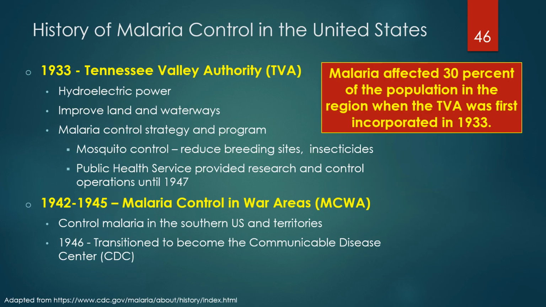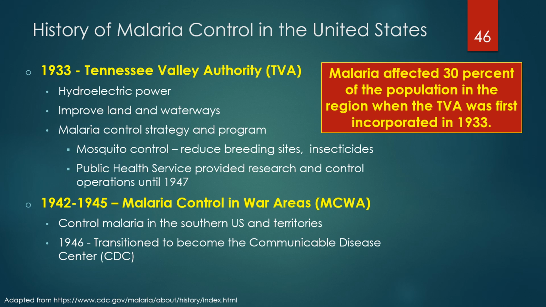U.S. President Franklin D. Roosevelt signed a bill that created the Tennessee Valley Authority, TVA, on May 18, 1933, that gave the federal government oversight responsibility to develop the hydroelectric potential of the Tennessee River, improve the land and waterways of the region, and develop a malaria control strategy and program for the Tennessee River Valley. Malaria affected 30% of the population in the region when the TVA was first incorporated in 1933.